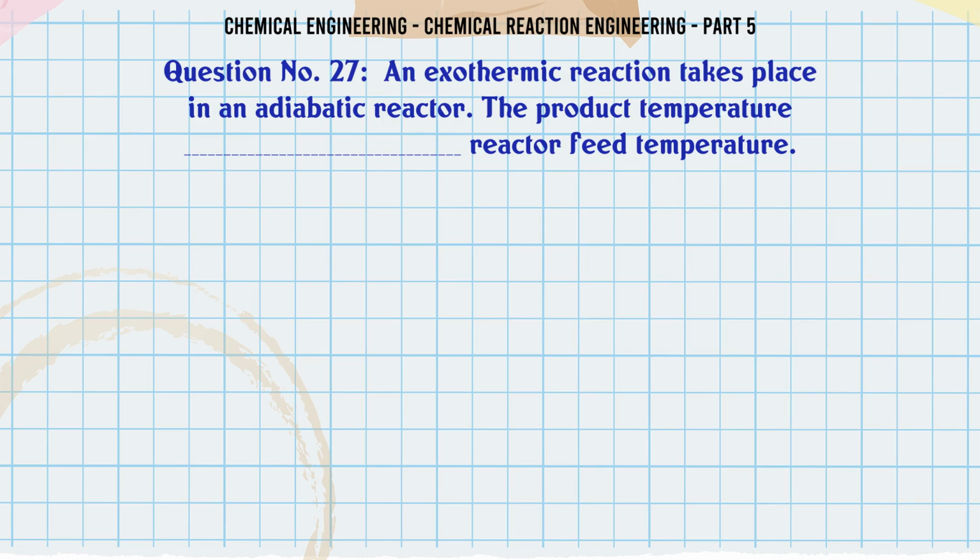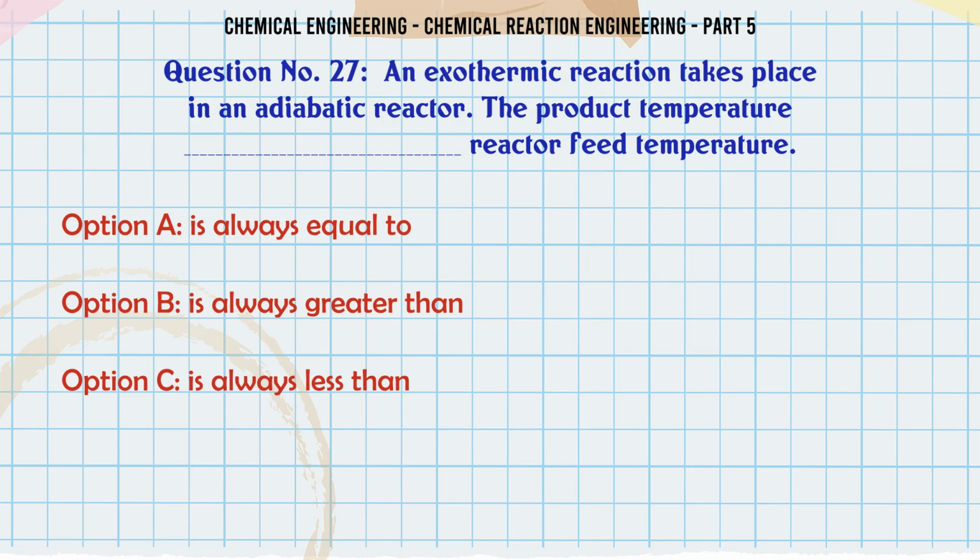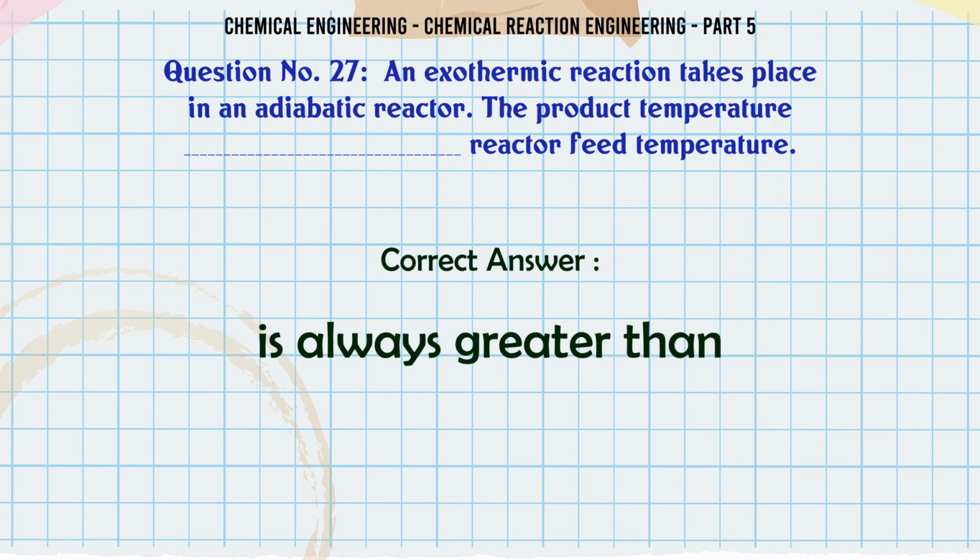An exothermic reaction takes place in an adiabatic reactor. The product temperature, compared to the reactor feed temperature, A. is always equal to, B. is always greater than, C. is always less than, D. may be greater or less than. The correct answer is always greater than.